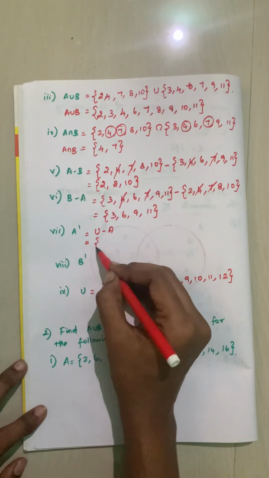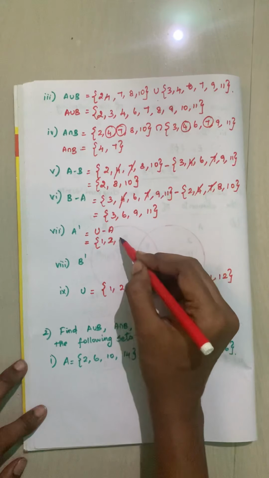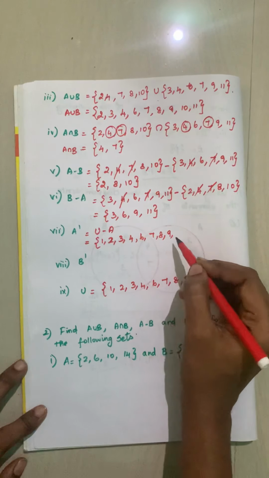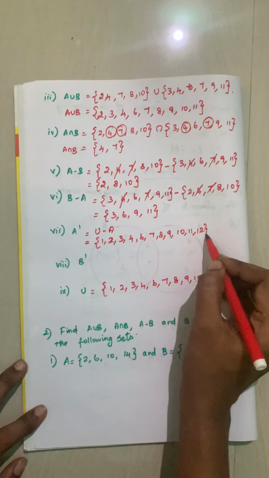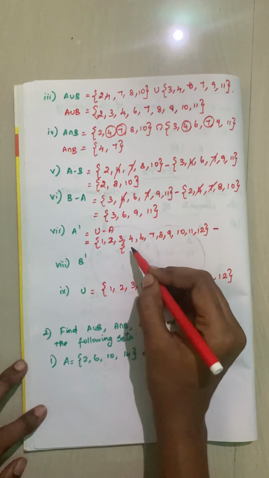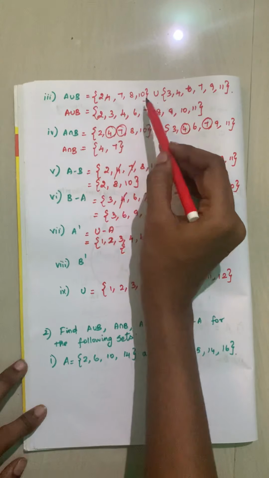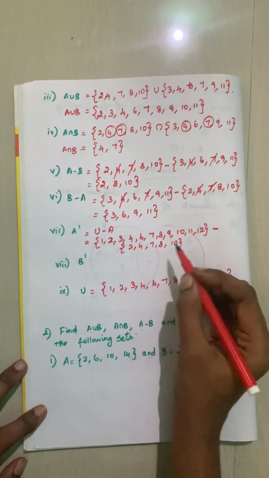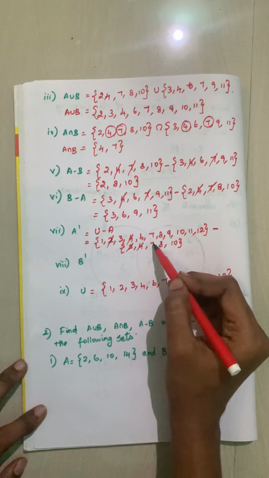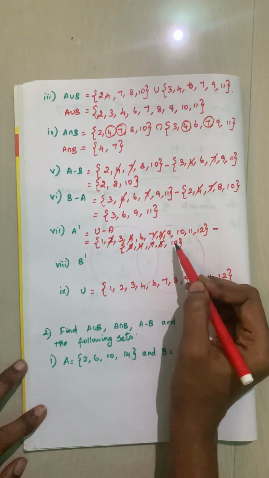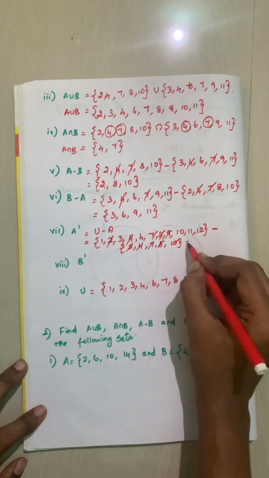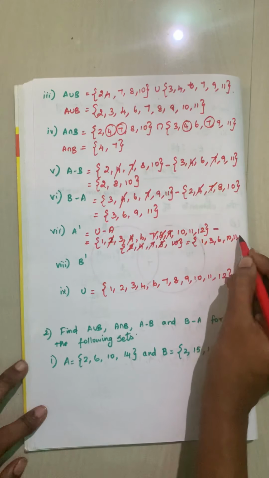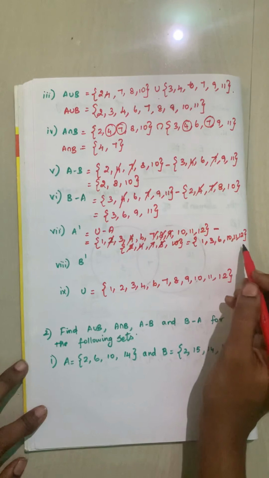This is U. Write the U part first: 1, 2, 3, 4. Next 6, 7, 8, 9, 10, 11 and 12. Minus A. What are the A sets? Already we have written. This is the first A set: 2, 4, 7, 8 and 10. So cancel the parts. 2, 2, 4, 4, 7, 7, 8, 8. Next is 10. So the balance is, I am writing here, 1, 3, 6, 10, 11, 12. So this is your A dash.